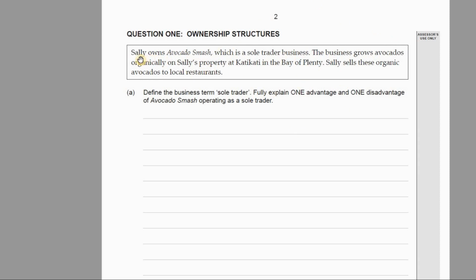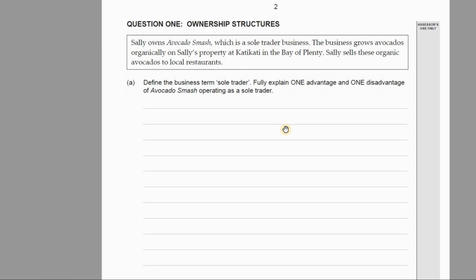And I can find out that Sally, well, she's the owner. I know it's a sole trader. I know the business grows avocados organically, and that's on Sally's property. I also can see that they sell these to local restaurants. And so I've looked at the case there. I've looked at the questions, look at the case.